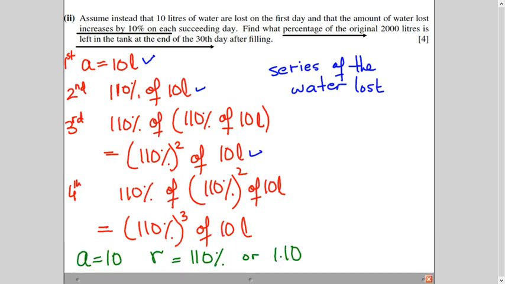So now you know that your A is 10 liter, R is 110%, which is 1.10. Because you know that in geometric progression R is the ratio. So second term divided by first term, third term divided by second term. So your R will be 110%, which is 1.10.